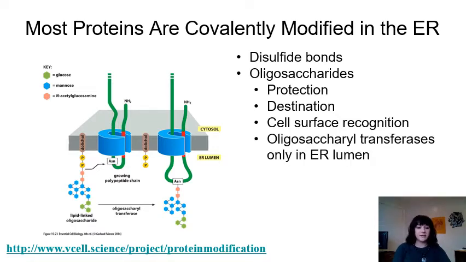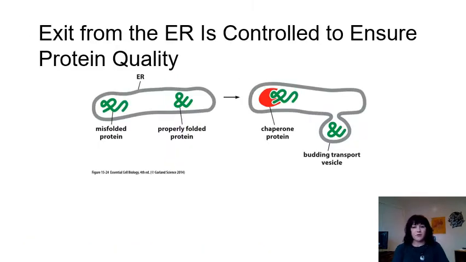Now, attachment of this oligosaccharide, again, we said only happens in the endoplasmic reticulum, and it is completed by enzymes called oligosaccharyl transferases. There can be further post-translational modification in the Golgi apparatus as well. So the protein has been made, it's gotten some covalent modifications on it to tweak it, and it's getting ready to leave the endoplasmic reticulum.